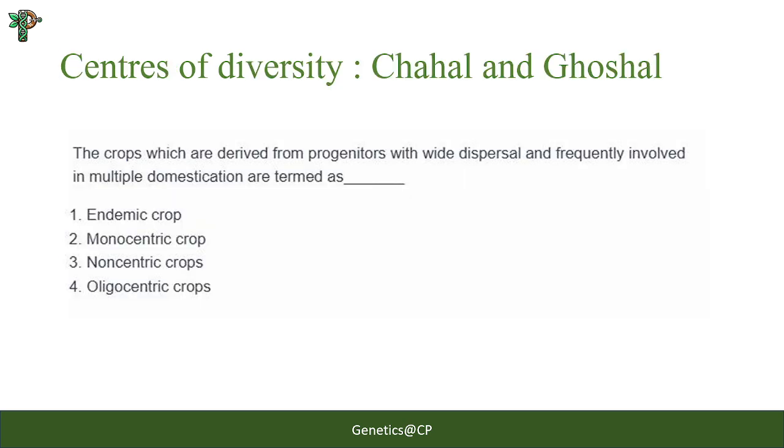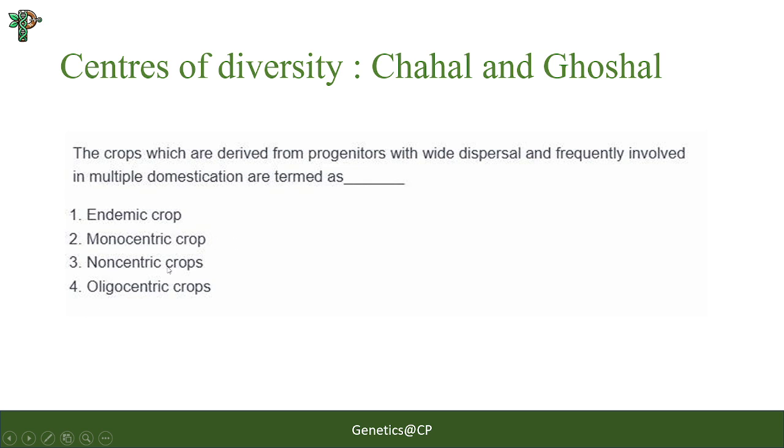Then another important concept is the center of diversity. Many will stick to the BDC chapters only, but it's not like that. You have to read this topic from different sources. For example, last year one question was asked about crops derived from a progenitor with a wide dispersal and frequently involved in multiple domestications. Which one is it: endemic, monocentric, non-centric, or oligocentric?